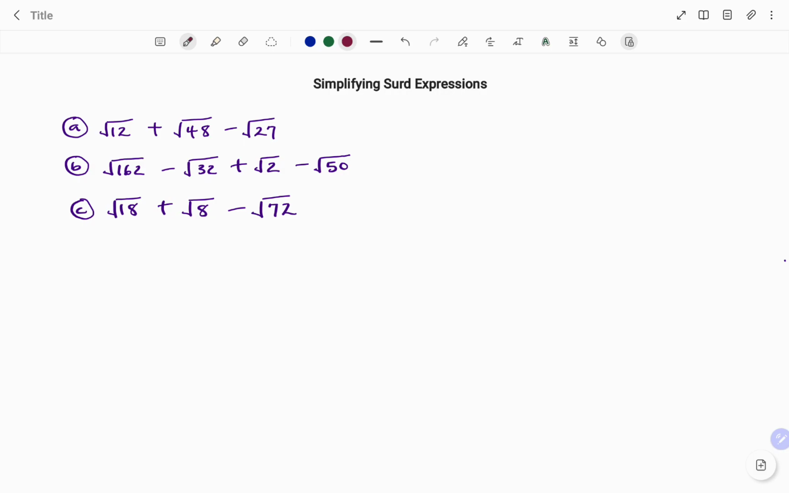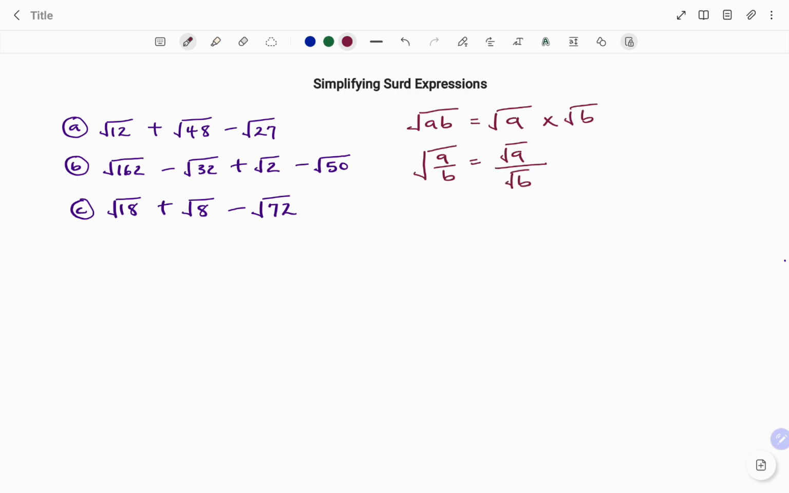As a quick recap, the rule of surds states that the root of a times b is the same as the root of a times the root of b. This also works for division. The root of a divided by b is the same as the root of a divided by the root of b.